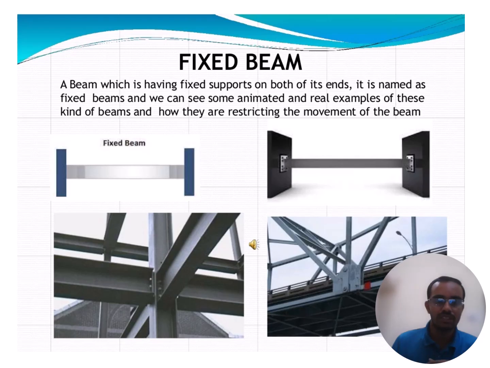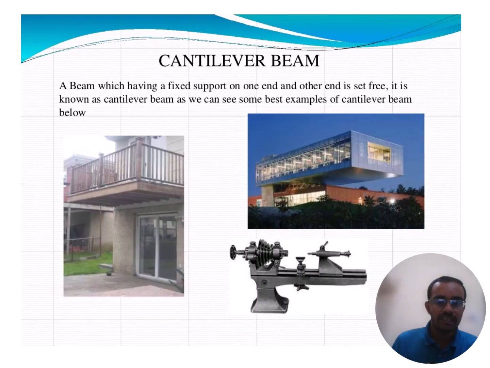Next we see the cantilever beam. See these examples. It has only one support and doesn't have a support at the other end. One end is fixed and the other end is free. That is a cantilever beam. One end is fixed, that is the fixed support. The other end is free. It doesn't have any support. That is named a cantilever beam. It has a fixed support at one end and the other end is free. It is known as a cantilever beam.